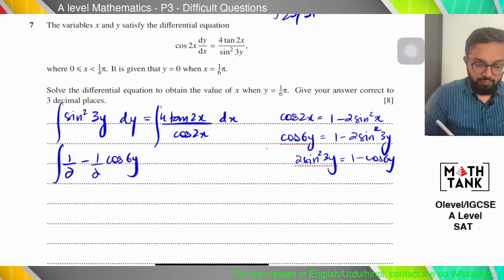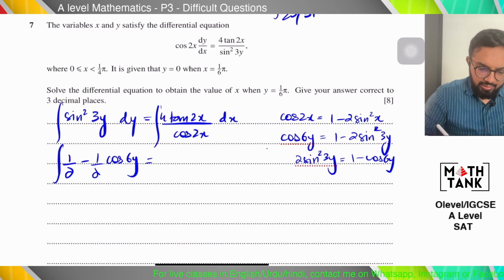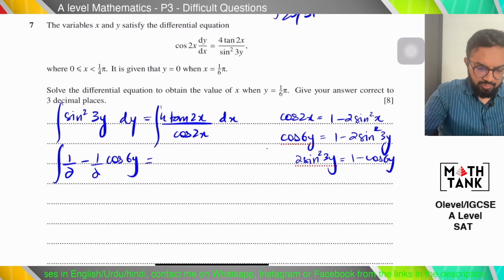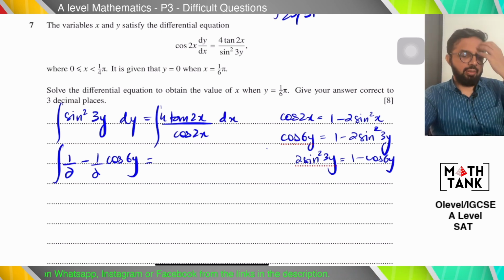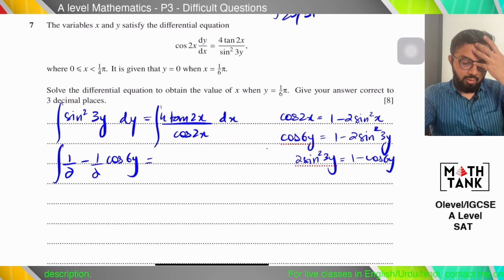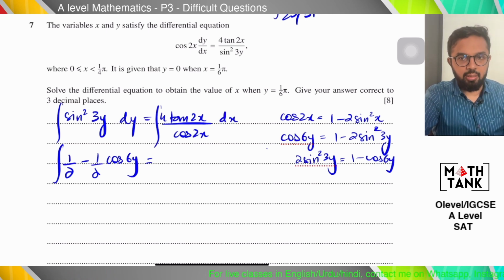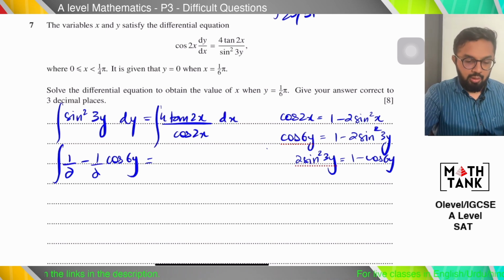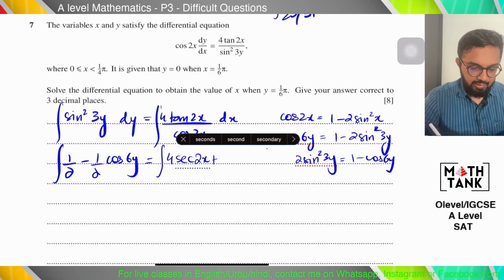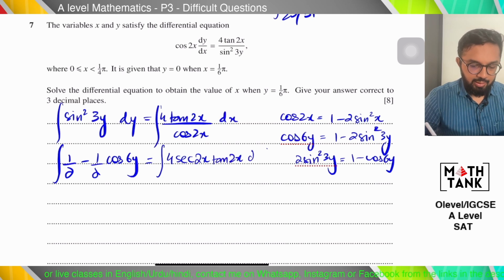Okay, integration of that. Now for tan 2x over cos 2x, if I change tan 2x to sine 2x over cos 2x, it's going to make it very messy. I'm going to have cos squared in the denominator. Okay, so there are multiple ways of doing this. One is what the examiner expects you to know, that 1 over cos 2x is sec 2x, so you get sec 2x tan 2x.